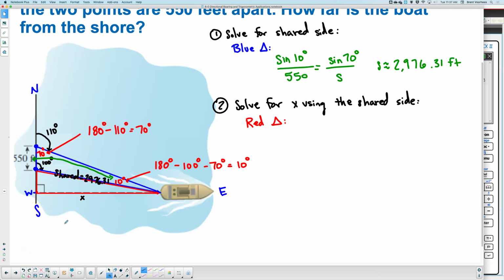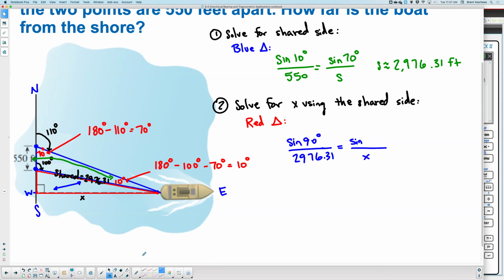Okay, in the red triangle, will we use the law of sines or law of cosines? Very good. What do you see that's a completed set? Perfect. So we're going to say sine of 90. Sine of 90, by the way, today or anytime in the future, if you see sine 90, what will that become? 1. You could just write the number 1 if you want. Over 2976.31. That's going to equal sine of, over x.